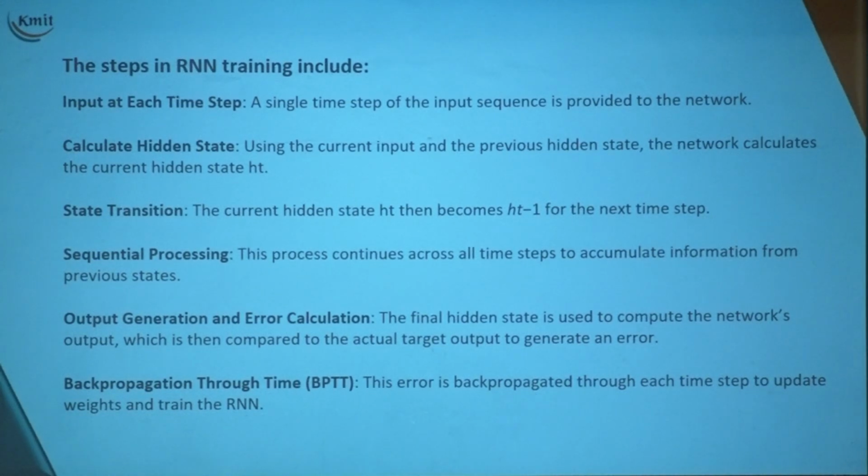So this is the process. What do we do first? We give one input at each time step. That is, one RNN layer will have one word. Second, we calculate the hidden states. We observe the state transition. After that, we process the data in sequential order. We generate the output by calculating the loss. And then if the loss is high, we again go for backward propagation through time. This is how your RNN works.